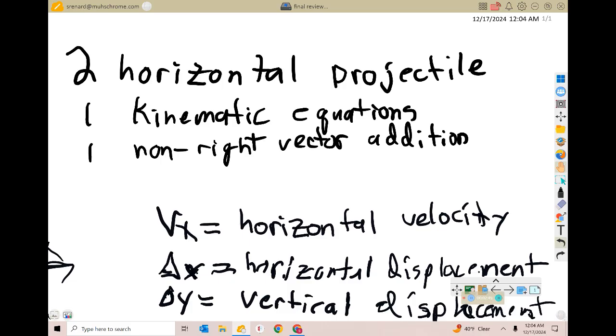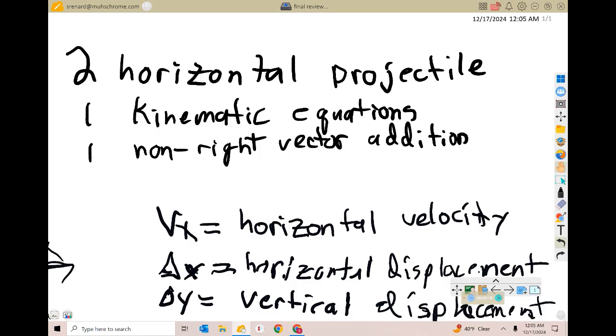So the two horizontal projectile ones will probably be worth about 8 points each. The kinematic equation one will probably be worth about 10 points, and the non-right vector addition one will be probably 14 points. So that's 16, 30, 38 points. And then the 12 other ones will probably be worth about 24 points ish total. So you're looking at probably 60, 70 points total on the test. And over half of that is going to be these four problems.